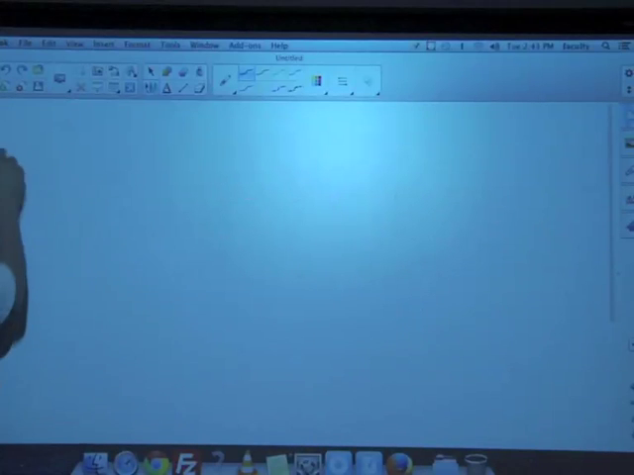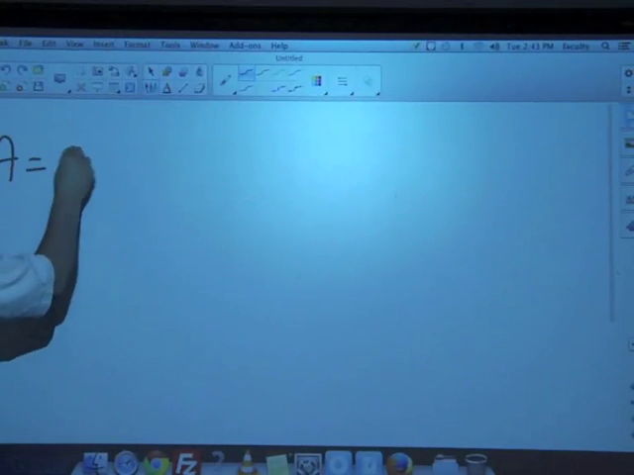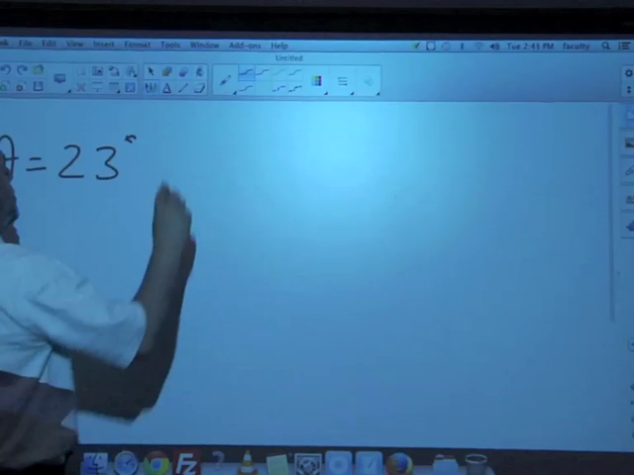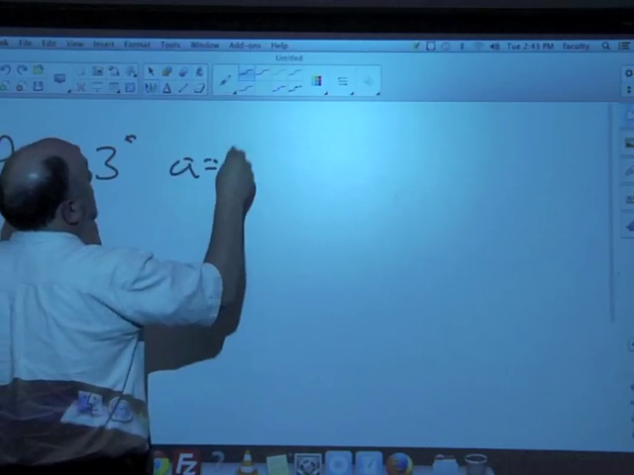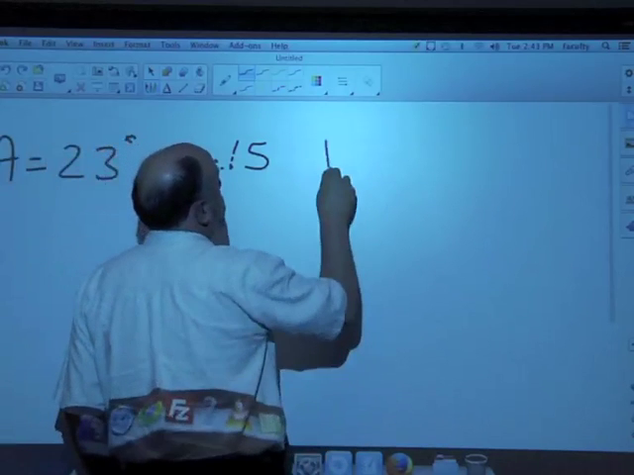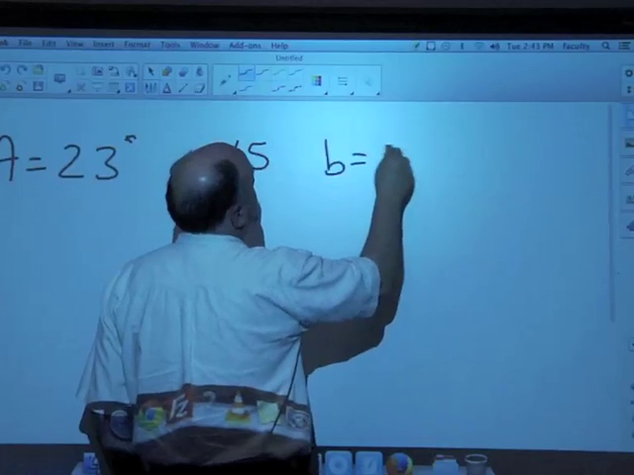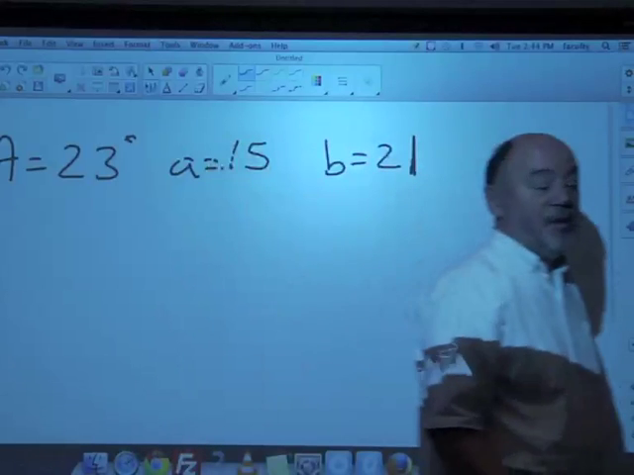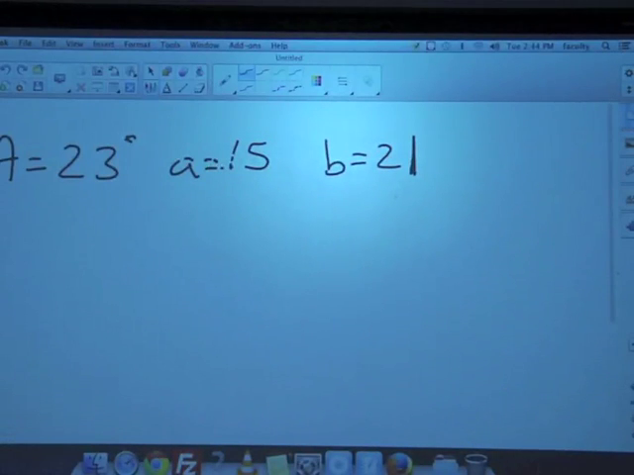So let's say that angle A is 23 degrees. Side A is 15. Side B is 21. Good. Okay. So first off, my opposite side is less than the adjacent side, because after all, 15 is less than 21. Right? Okay. Good.